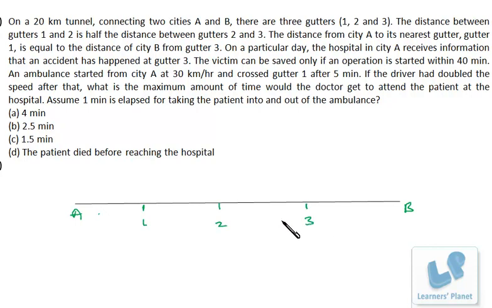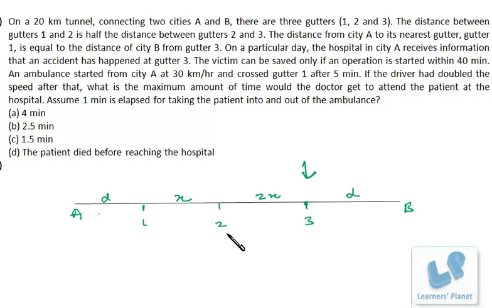The distance between gutter 1 and 2 is half the distance between gutter 2 and 3. So suppose this is 2x, it will be x, right? The distance from city A to its nearest gutter, gutter 1, is equal to the distance of city B from gutter 3. Suppose this is D, then this is also D, right? On a particular day, the hospital in city A receives information that an accident has happened at gutter 3, right? So this is the accident site.